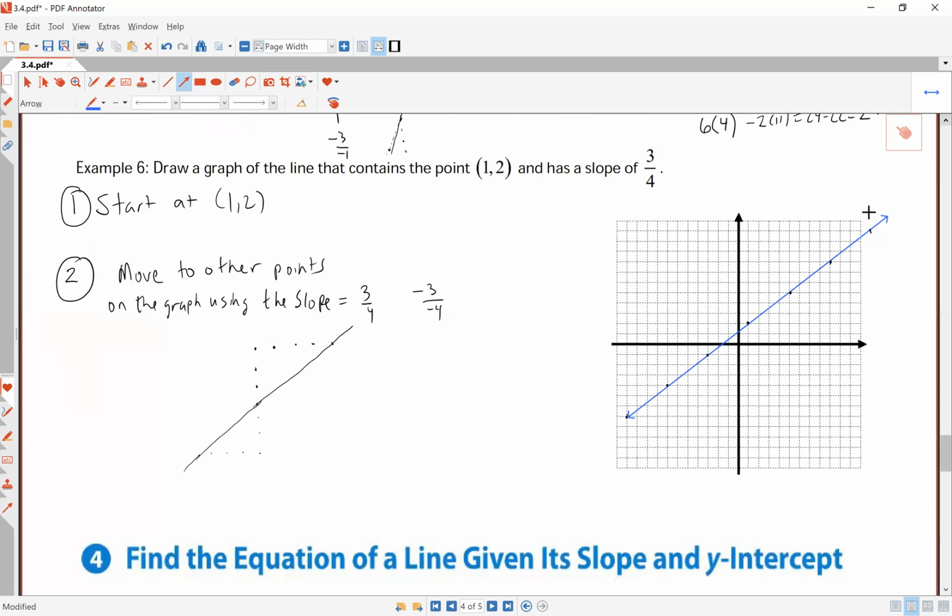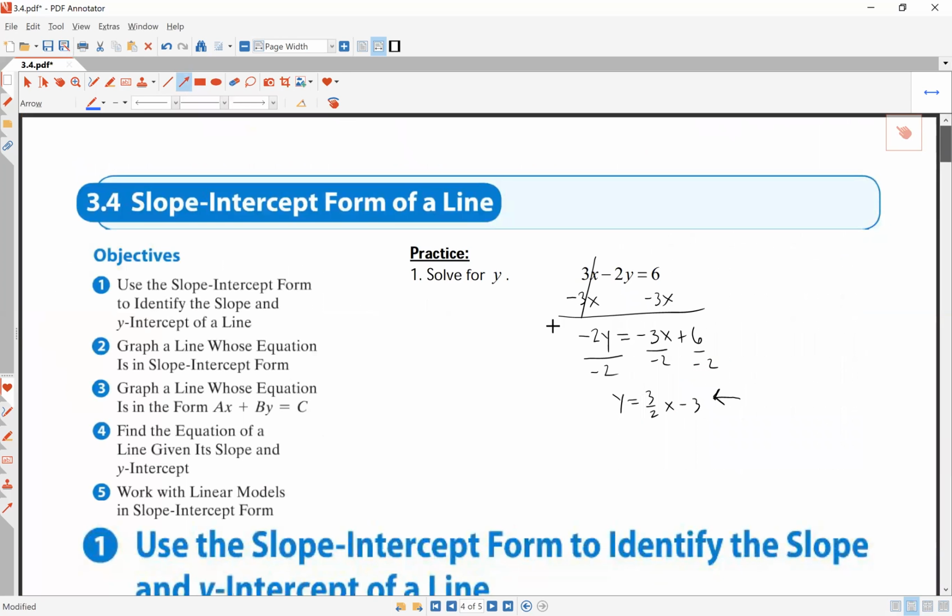This concludes the video for section 3.4, slope-intercept form of a line. Objective 3, graph a line whose equation is in the form ax plus by equals c.